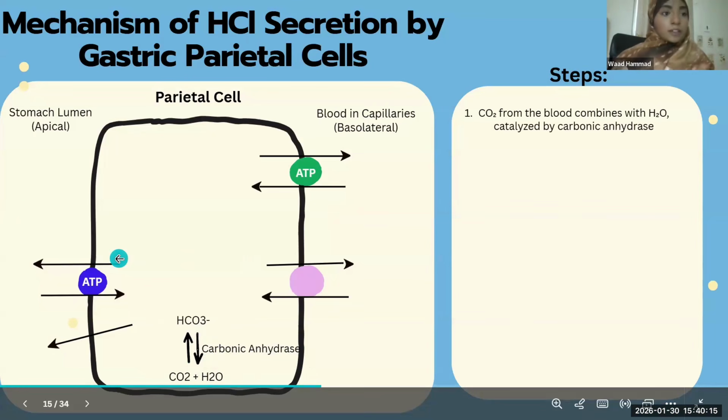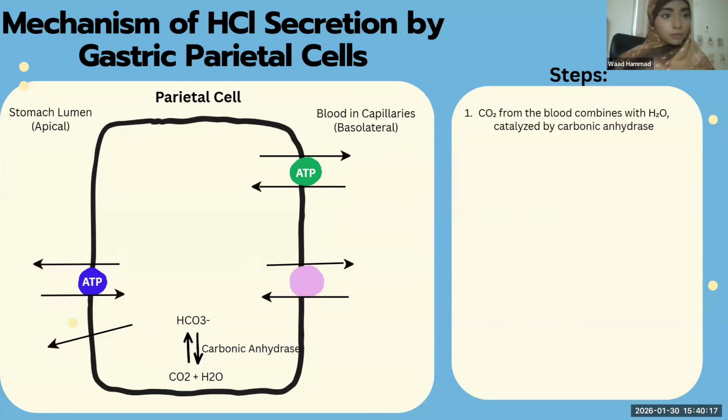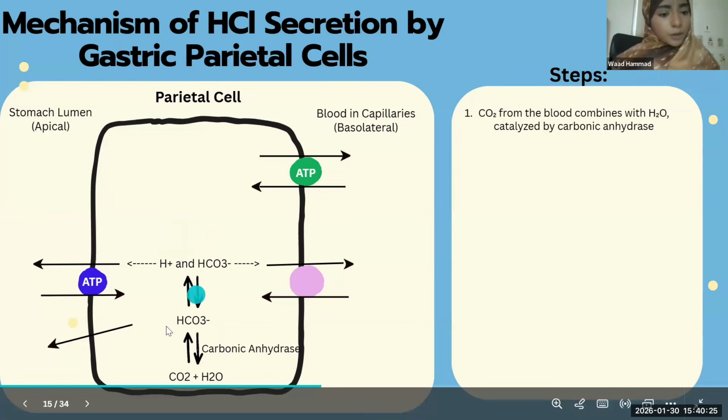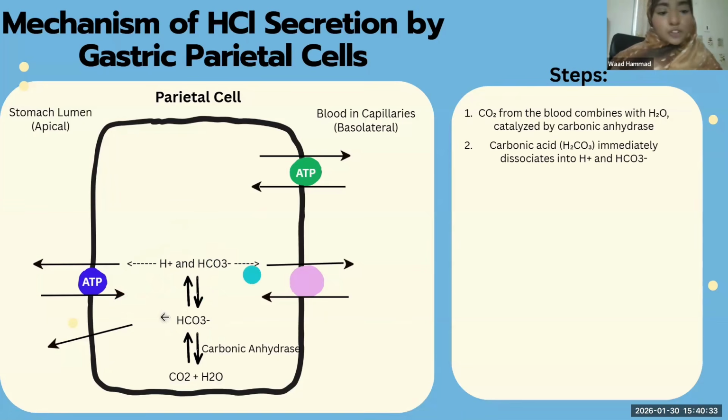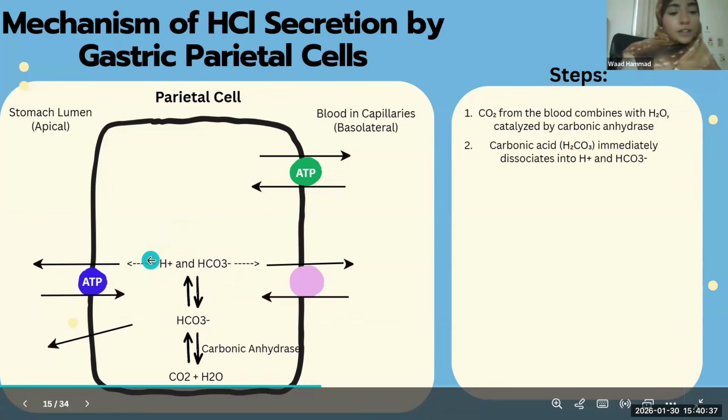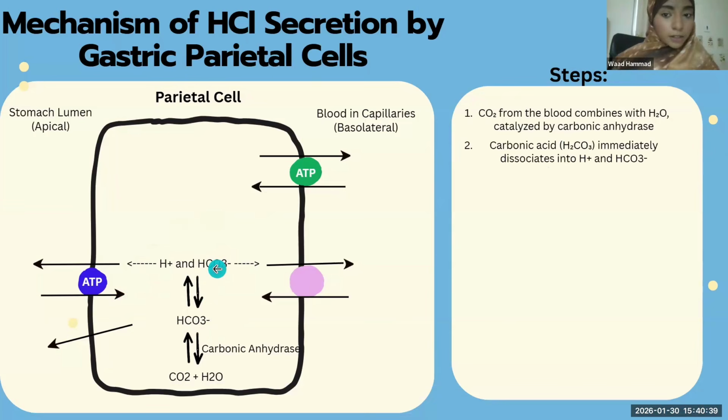But the problem is it's not stable at all. It will barely stay in your cell for even a second. So it really quickly breaks down into a proton ion and a bicarbonate. Sorry, this is wrong, but it will break down later into a bicarbonate ion and an H plus ion. This should be carbonic acid. It should be H2CO3. And then it will break down into a proton and bicarbonate ion.